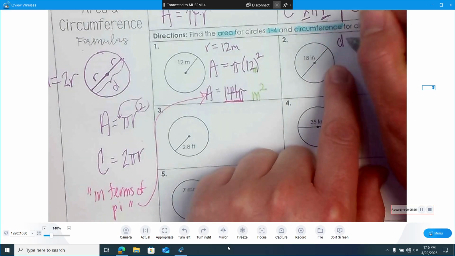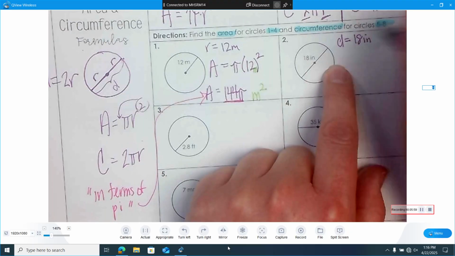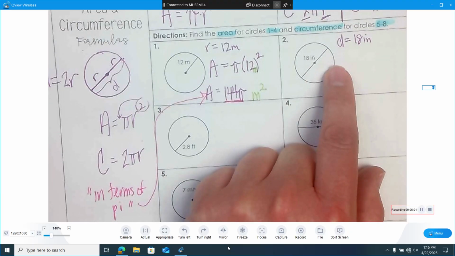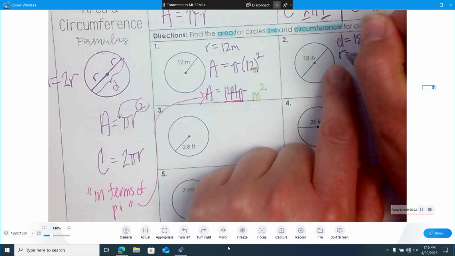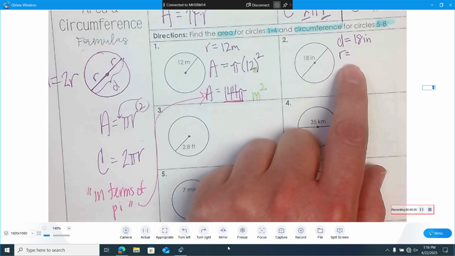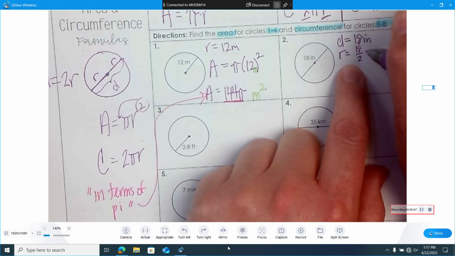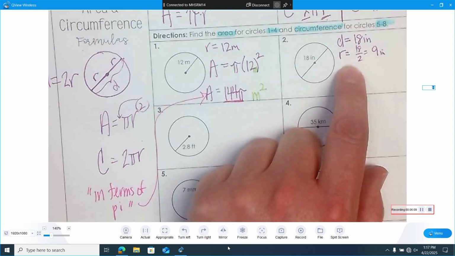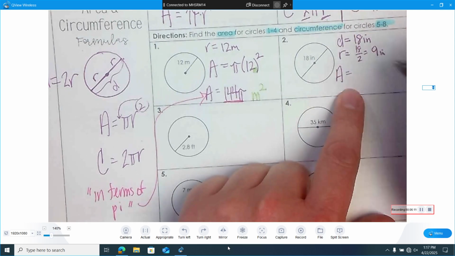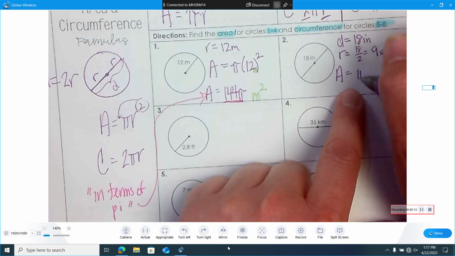Diameter. They're giving me the diameter is equal to 18 inches. I need the radius. How do we find the radius? 18 divided by 2 is 9 inches. So our radius is 9. We need to find the area. So that is going to be pi times radius squared.